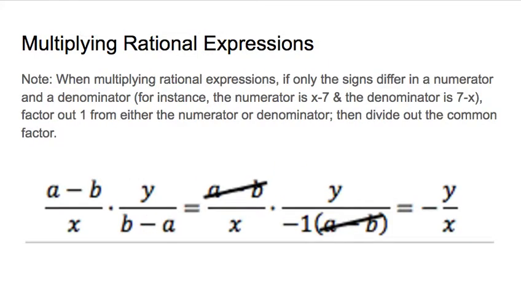Note, when multiplying rational expressions, if only the signs differ in a numerator and a denominator, for instance, the numerator is x minus 7, and the denominator is 7 minus x, factor out 1 from either the numerator or the denominator. Then, divide out the common factor, as seen in the picture below.